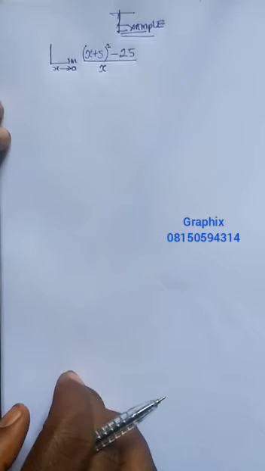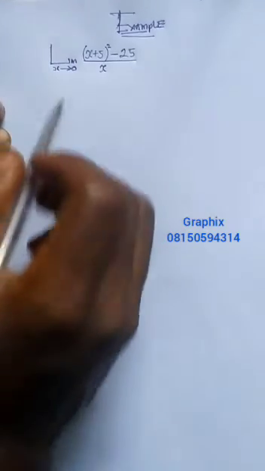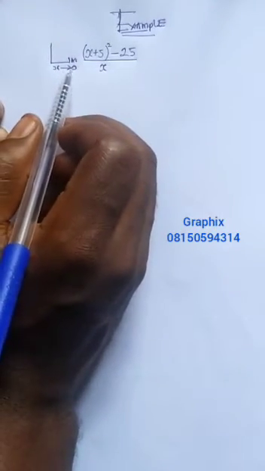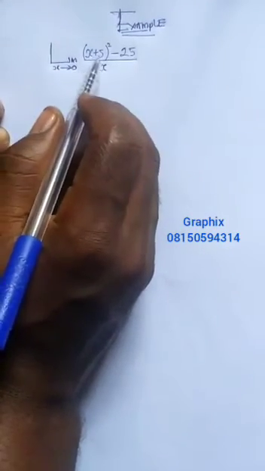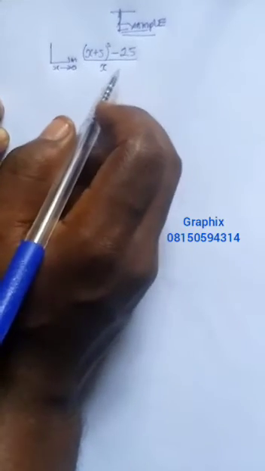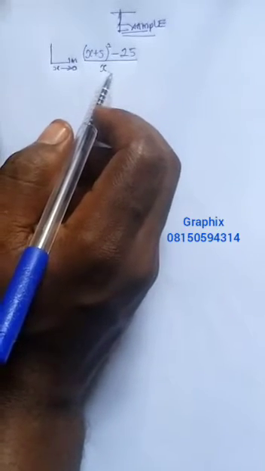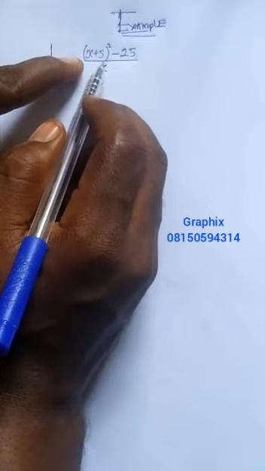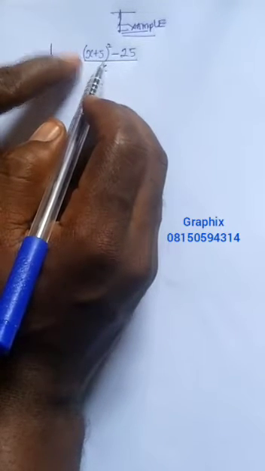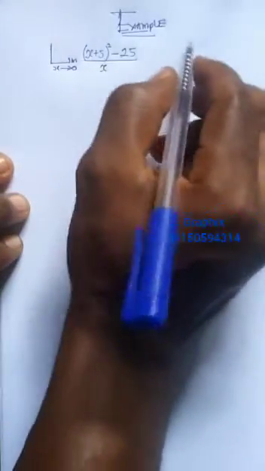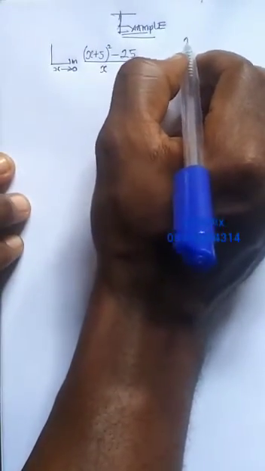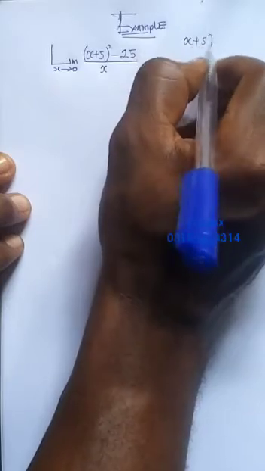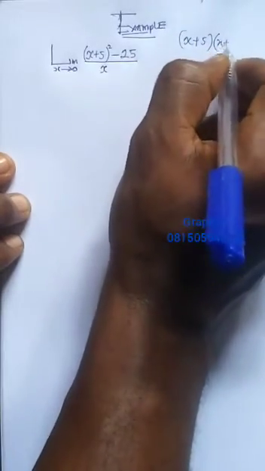So let's take this example on limit. Now when you have the limit as x tends to 0 of ((x + 5) all squared minus 25) all over x, there are two ways you can do it. Either you expand this (x + 5), like we have (x + 5)(x + 5).